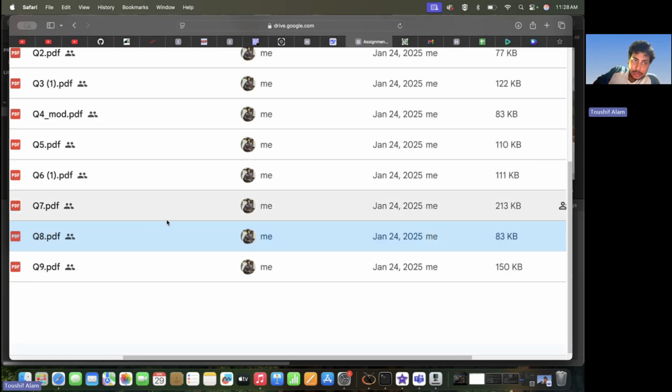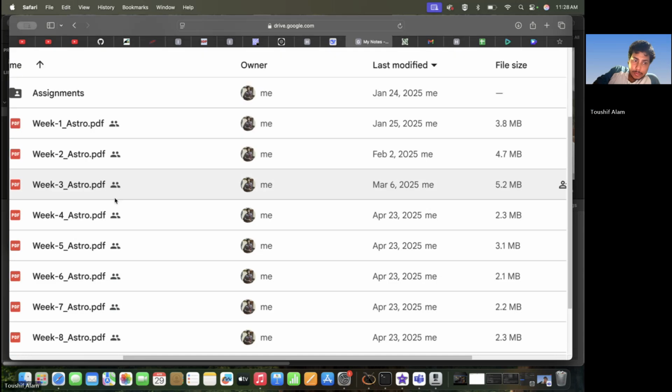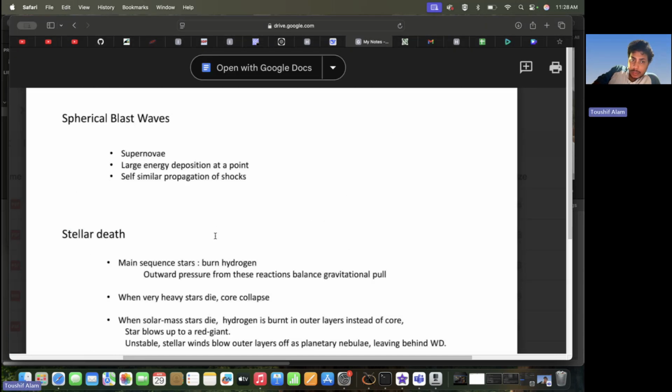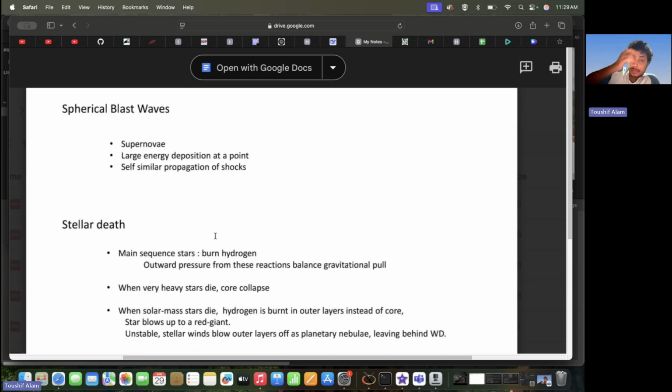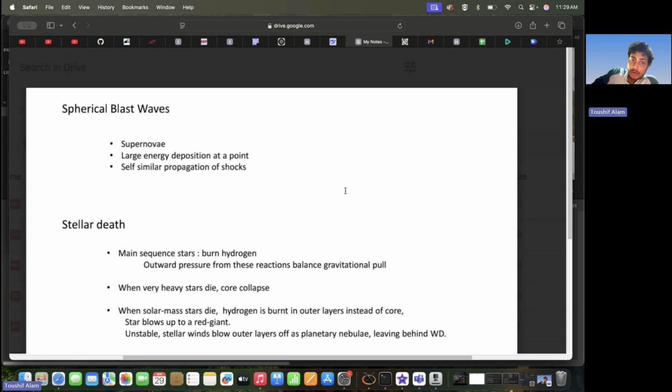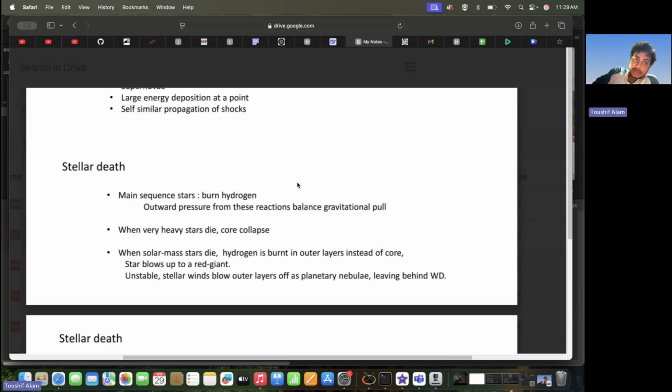Meanwhile, I will start some of the 9 about the blast wave. What are blast waves? Blast waves are spherical blast waves like supernova: large energy deposition at a point, and self-similar propagation of shocks. That is the spherical blast wave.